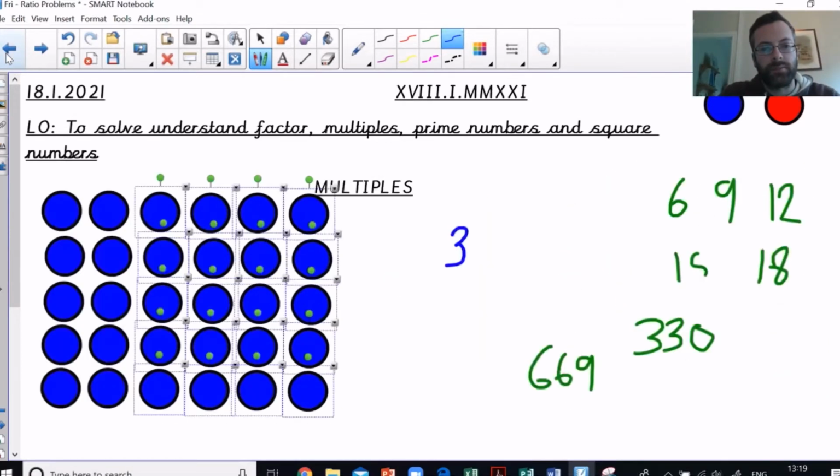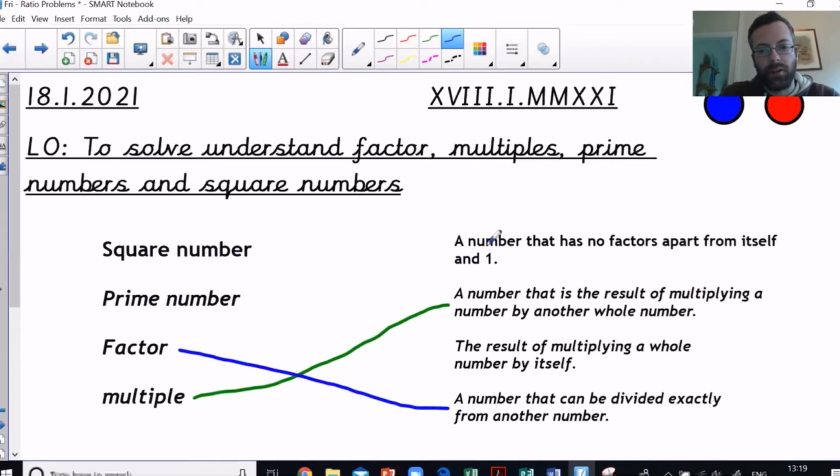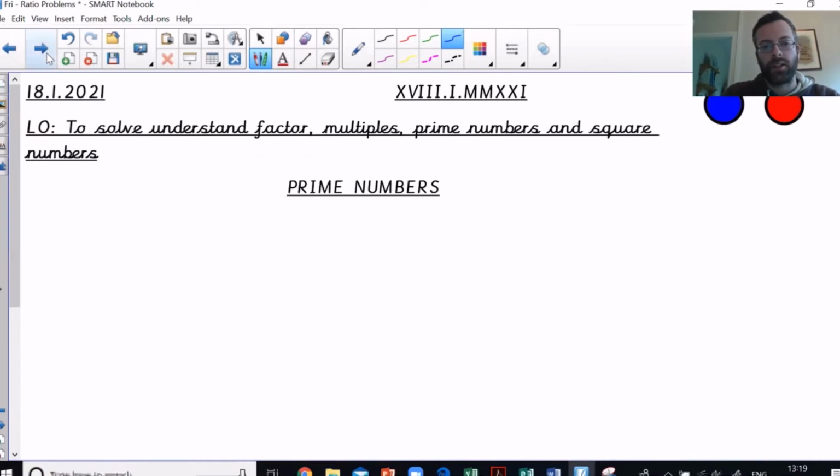So going back to this one. A square number, a number that has no factors, no. The result of multiplying a whole number by itself. And that is a square number. So that leaves us finally with prime numbers. As always, you can pause this and watch little bits again if you need to.